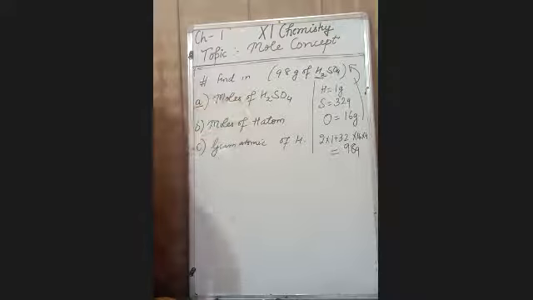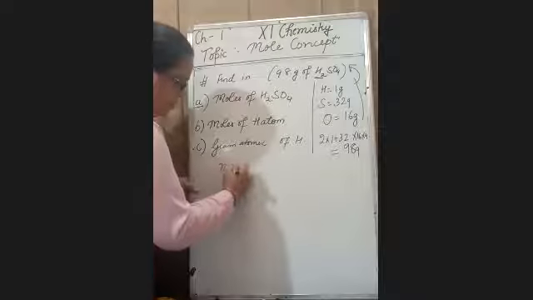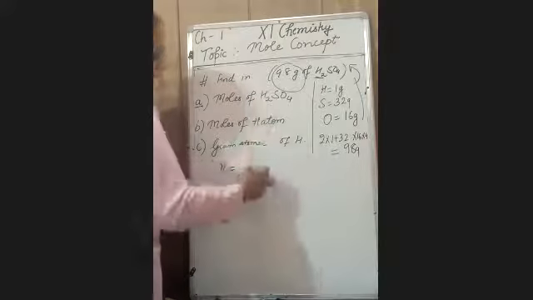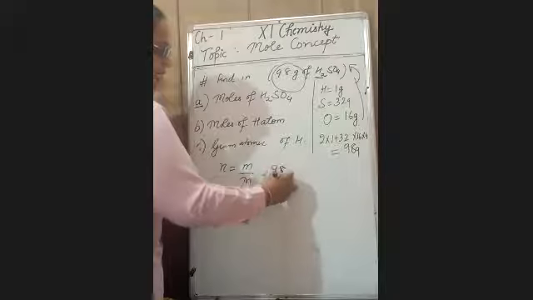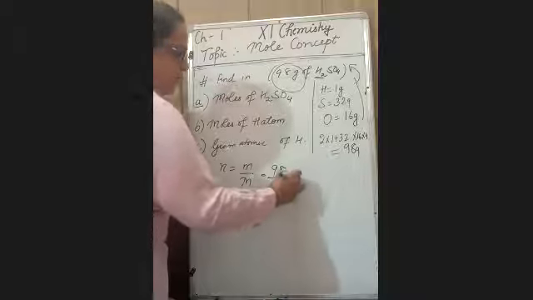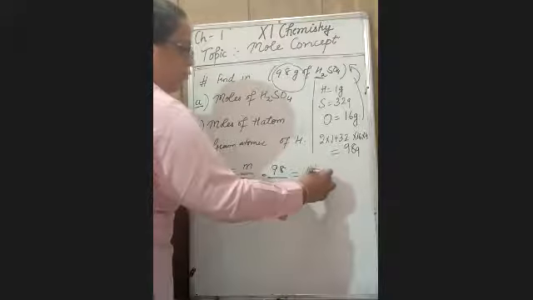Moles of H2SO4. How will you calculate? Number of moles is equal to given mass over molar mass. What is given mass? It is 98. What is molar mass? It is again 98. So the answer will be 1 mole.